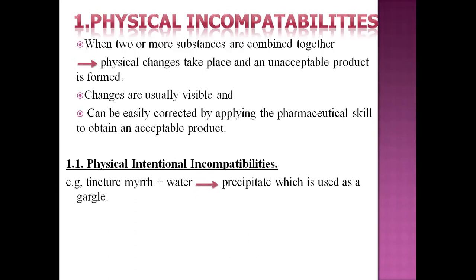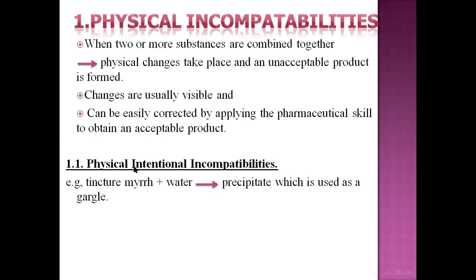The first type of physical incompatibility is physical intentional incompatibility. Intentional means intended, means that there is a type of incompatibility in this preparation and I would like it this way. For example, the mixing of tincture of myrrh. Tincture of myrrh is a pharmaceutical product found in the market. When it's prescribed, the patient is asked to add some tincture of myrrh, for example, 1 spoon to an equivalent amount of water, okay?